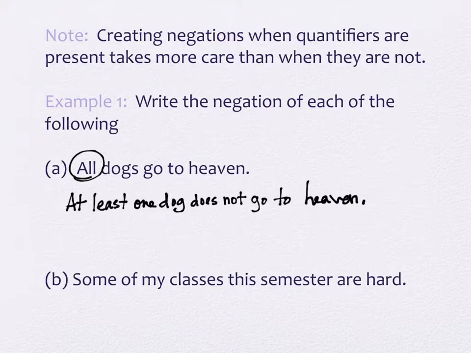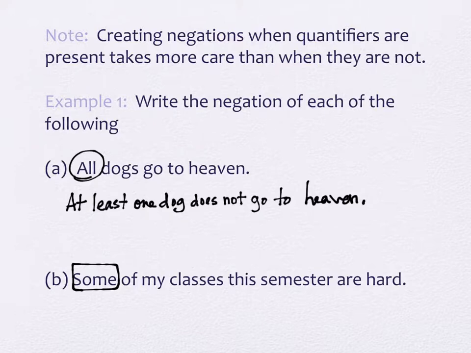Part B says, some of my classes this semester are hard. So what is the quantifier here? Some. Some is the quantifier. And is it universal or existential? Existential. So as I'm changing this to the negation, if it's existential now, it needs to become what? Universal. Now, there's two ways to write this. I'm going to write one of them, and if you're thinking of the other one, hold tight and I'll write the other one too. Okay?